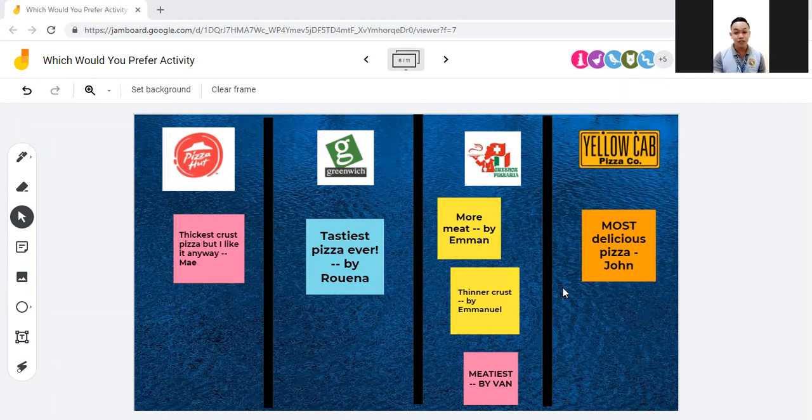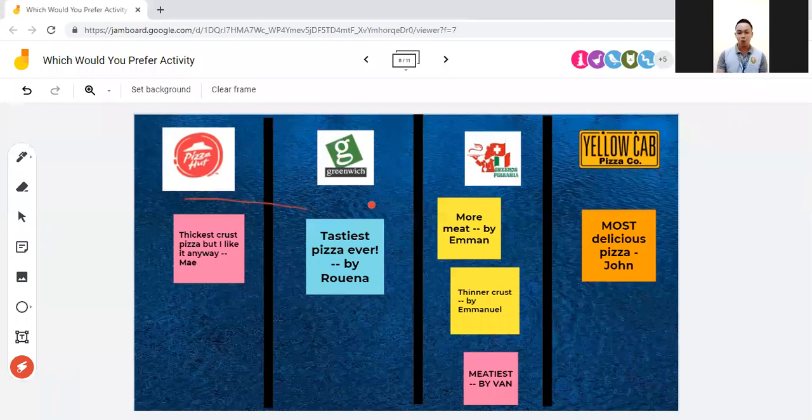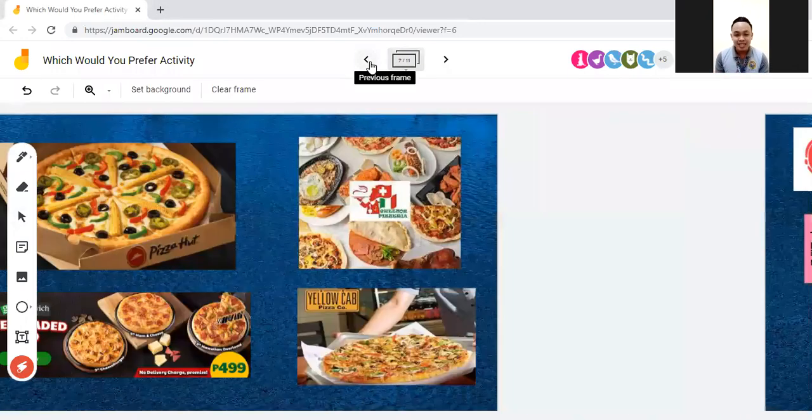Okay, that's a very good observation, Van, that on the first two sets of pictures, you are to choose only one from the two pictures that I'm presenting. And then for the last slide, which is based on the four pictures, you are only to choose one out of four. You are going to select which one is the best from the four choices. Very good, Van. Can we also hear from other students?